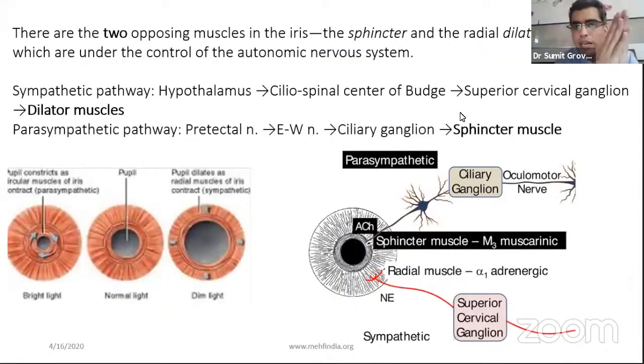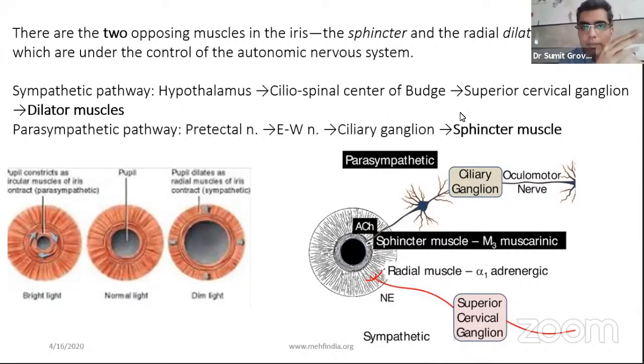So I'll start with the basic anatomy of the iris. Our iris forms the pupil. Apart from the stroma, the iris has two muscles. One is the dilator muscle, which is radially arranged, and the sphincter or circular muscle, which is arranged circularly. And the neural system which innervates the iris is of two types: the sympathetic and the parasympathetic.